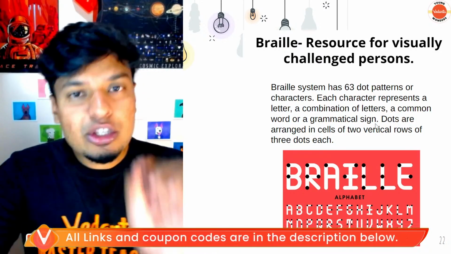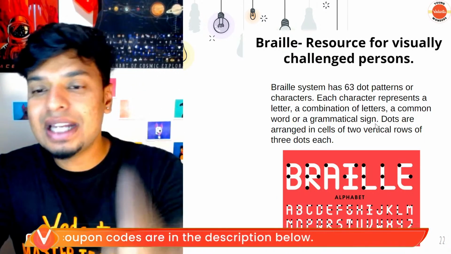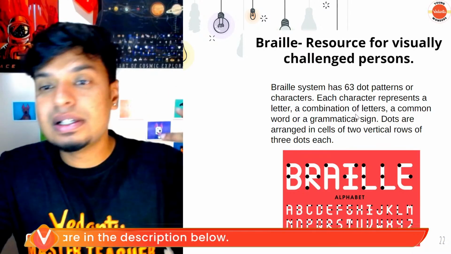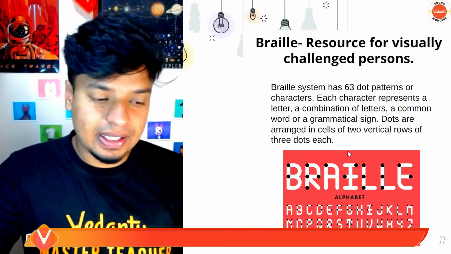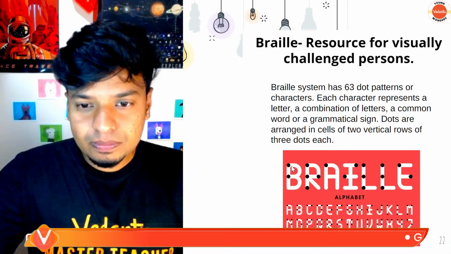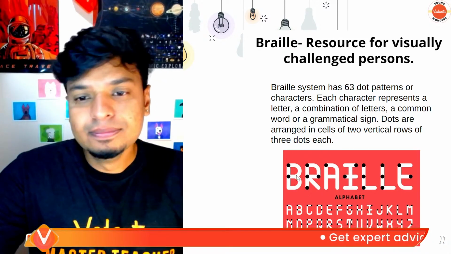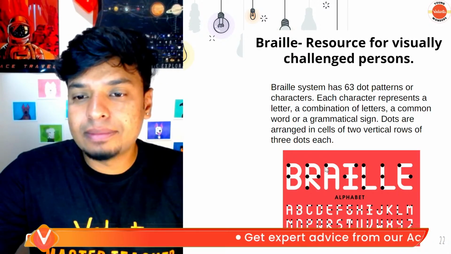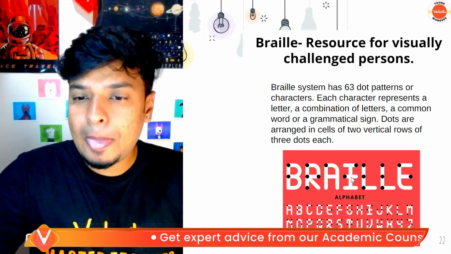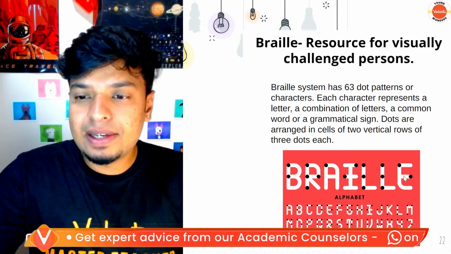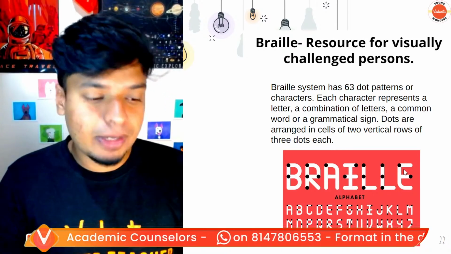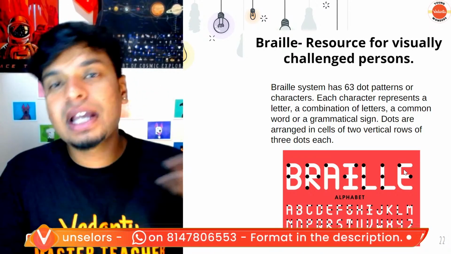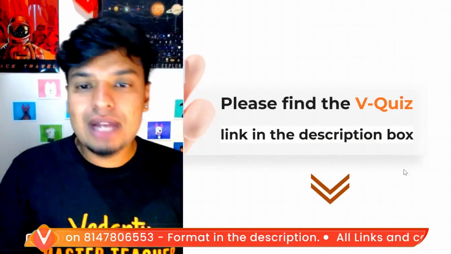Now each pattern will represent a letter, a grammatical sign, or a combination of letters, many things. For example, look at this. These 2 dots mean B. This means R. This means A. This means I. L, E. Each letter will have its own pattern to recognize. By using this, visually challenged people can read and write. Got it?